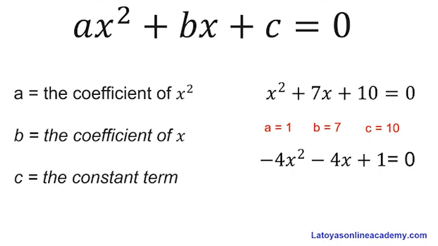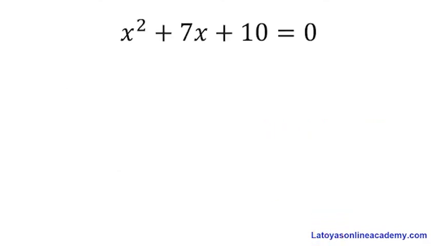Another example here, we have minus 4x squared minus 4x plus 1 is equal to 0. What is going to be a? a is going to be minus 4, b is going to be minus 4, and c is going to be positive 1.